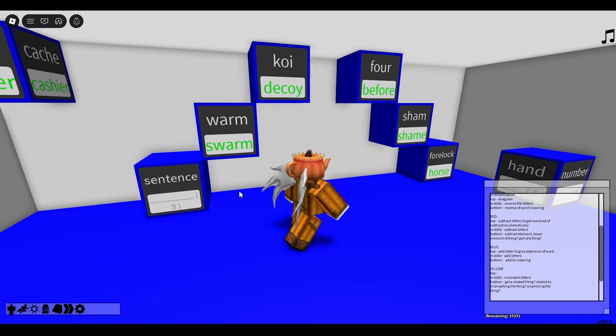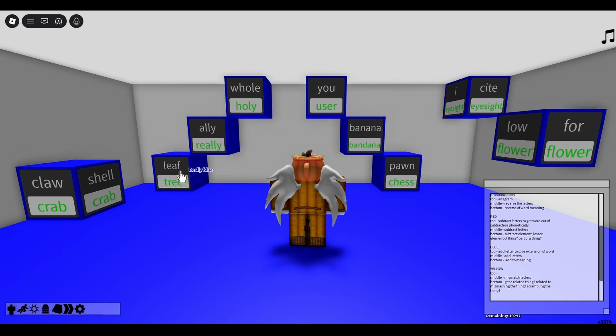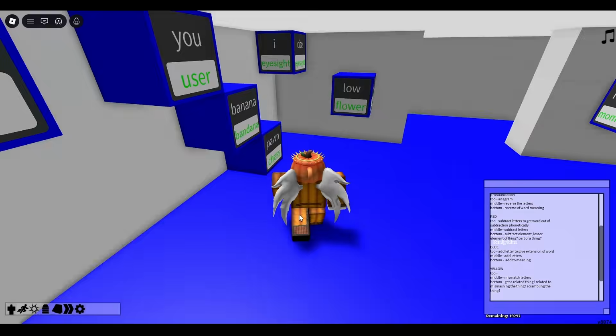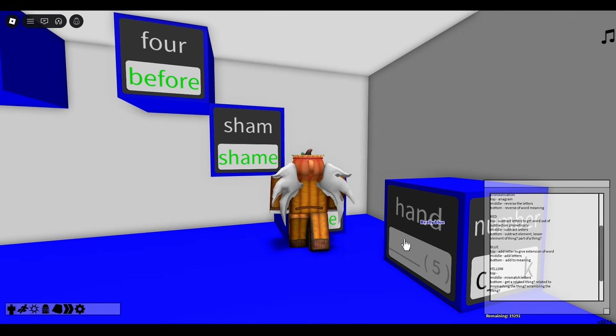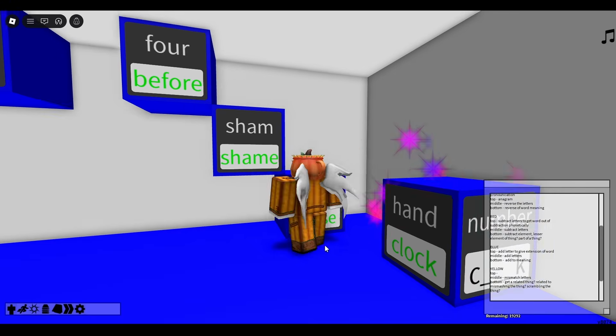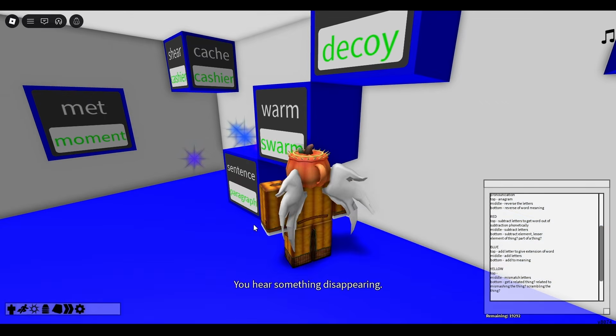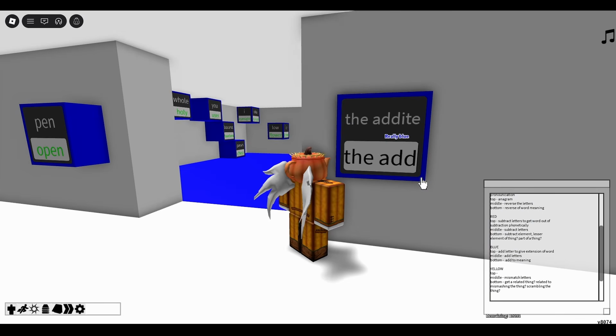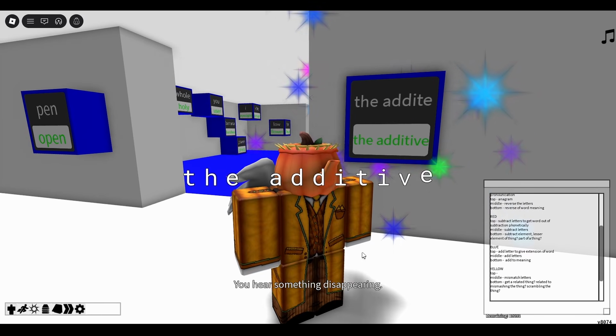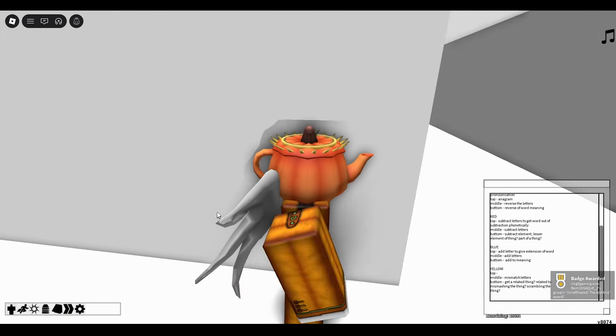Okay, now I'm just missing these ones down here. So leaf to tree, pawn to tress. So it's a bigger concept. Clock. There we go. Last one, sentence. Oh, is it paragraph? Boom. Okay. The additive. Boom. So that's the 3 like tutorial kind of areas done.